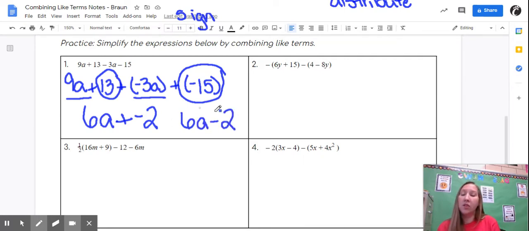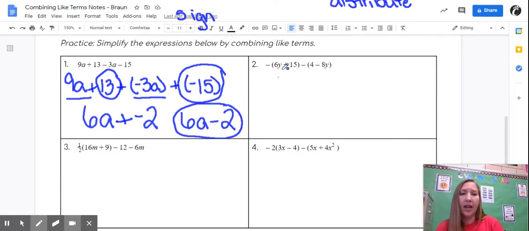So both of these expressions are correct. I'm going to circle this one just so we can eliminate the extra signs. So 6a minus 2 is how we can simplify this expression by combining our like terms. We're going to look at our next example.